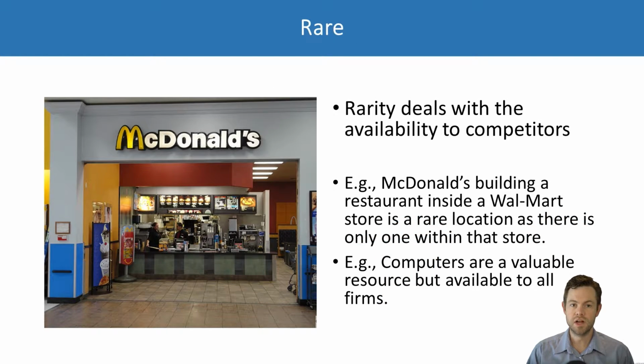Now, when we consider rarity, we're talking about its availability to competitors. Now, it can be a localized rarity. For instance, McDonald's building a restaurant inside a Walmart. That is a rare location because there's only one such location within each Walmart. It can also be a more absolute rarity, such as a diamond mine, that there are only so many in the world. However, if it is commonly available to competitors, such as computers, which are a valuable resource but available to everyone, then it is not rare.